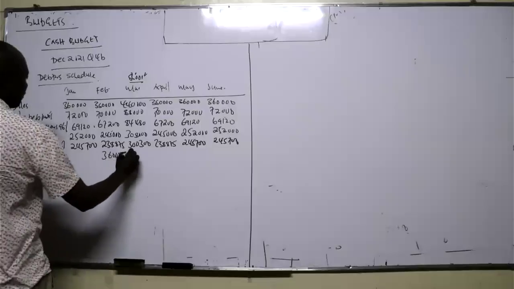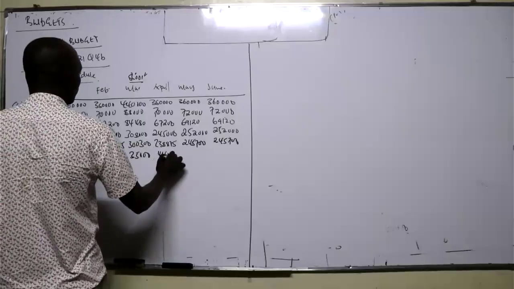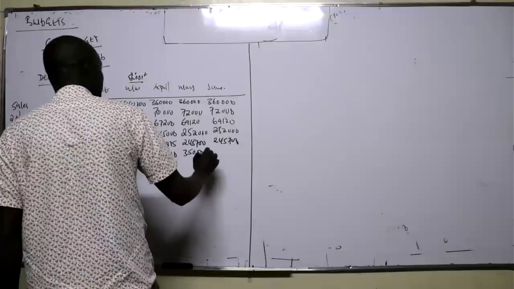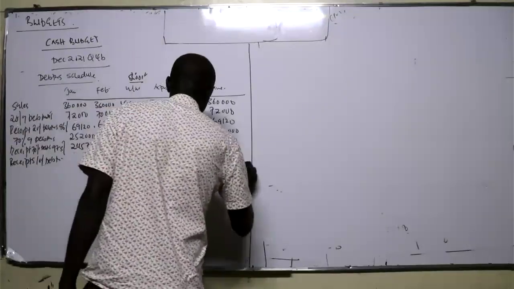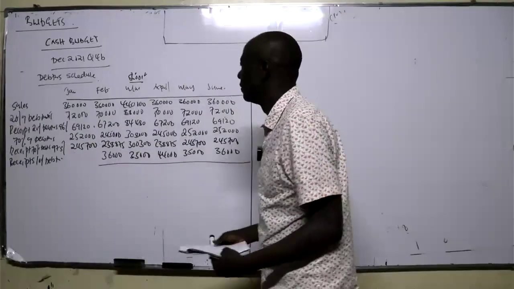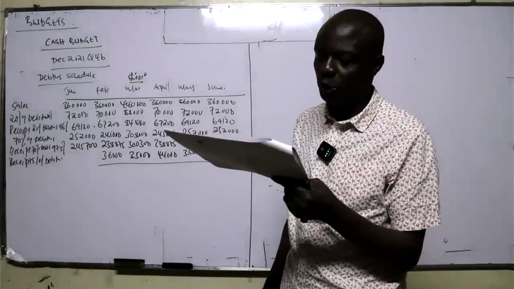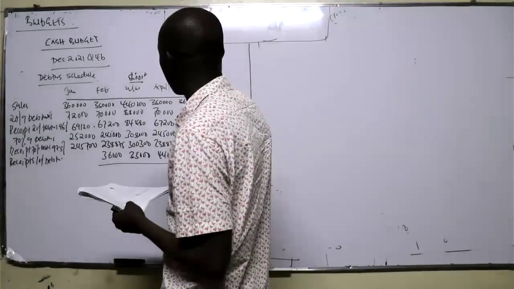Then now here it's 35,000. Now here 44,000. This one is 35, and this one is 36,000. So now we come here, we confine ourselves to the budget period. The budget period is from April to June. So where they have written receipt, we only add where they have written receipt.